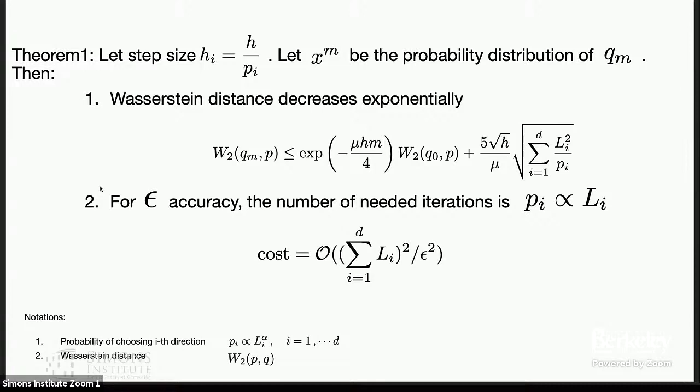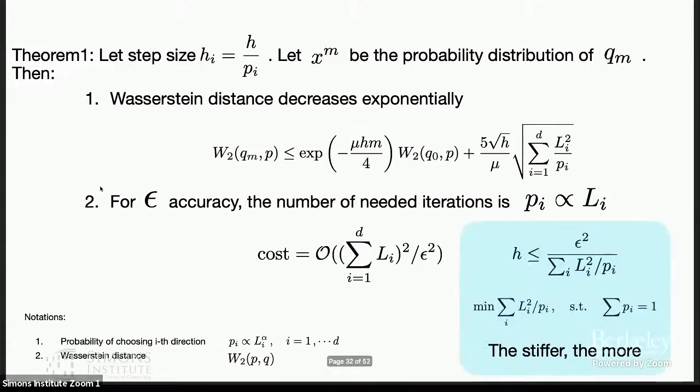And now we have the explicit form of the discretization error, so we can minimize it. If you minimize this error, you find that if pi, the probability of the ith coordinate to be chosen, is proportional to this Lipschitz constant, this term is minimized. And accordingly, you can compute the numerical cost for the iteration for the convergence to epsilon. I should mention that the step size is also accordingly adjusted.